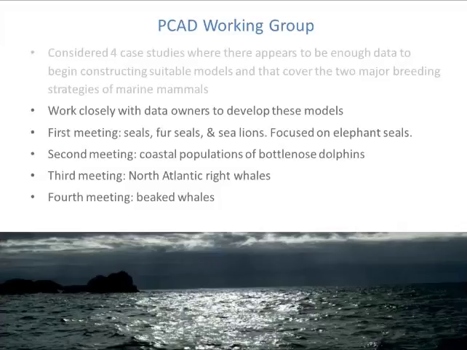So we work closely with people who've got data on these case studies and invited them to our workshops to help us develop these models. And we've looked at 4 case studies, as I mentioned. The first one was looking at all species of seal, fur seals, and sea lions, but in the end we focused on 2 species, the northern and the southern elephant seals, and as we'll see in a minute, that's because there's so much data available on those species.